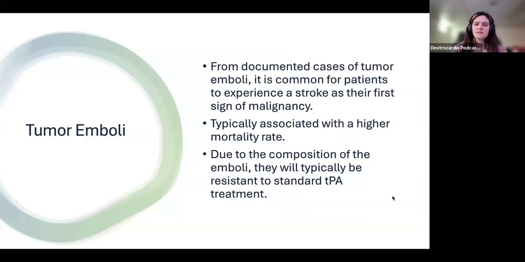In most documented cases, it's common for patients to experience a stroke as their first sign of malignancy, and it's typically associated with a higher mortality rate too, because if it's an advanced stage of cancer, you're going to expect a higher mortality rate. Due to the composition of the emboli, like I was saying, it's typically resistant to standard TPA because that's attacking fibrin and everything. And so if the fibrin's not present, it's not going to really respond to it.